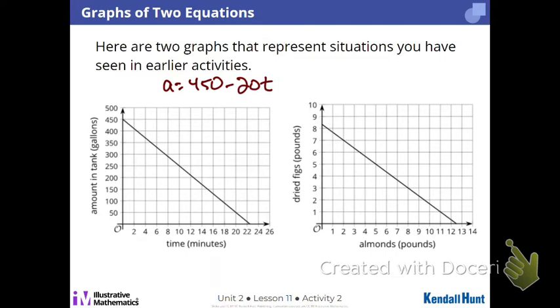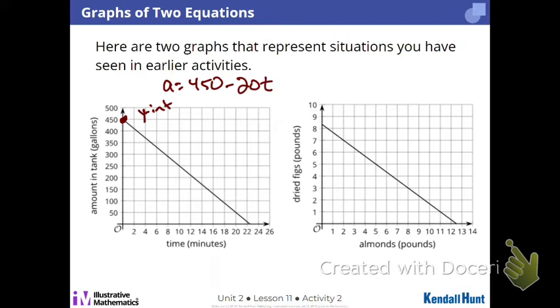Where on the graph do we see the 450? Yeah, so where's the 450? Can you tell me, Bob? Yeah. Where is it? It's on the top here. Yeah, so this spot has a special name. It's actually the y-intercept. Okay. And in context, this is how much is in the tank to start, right?